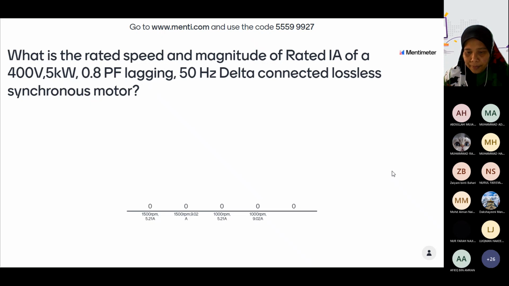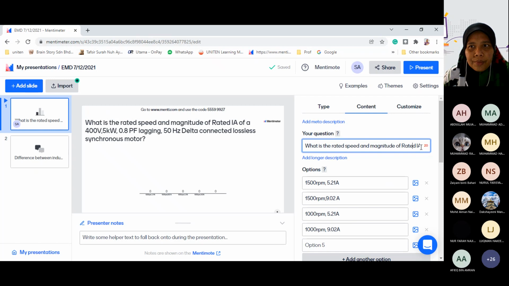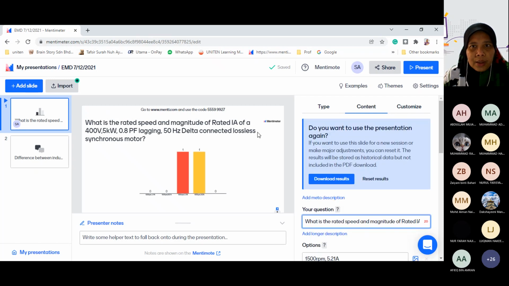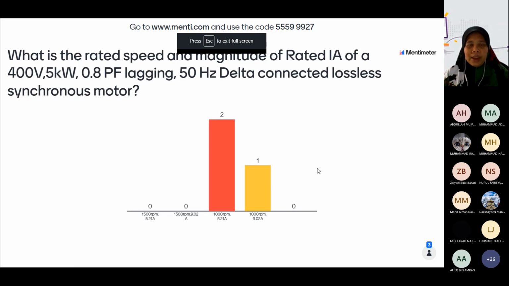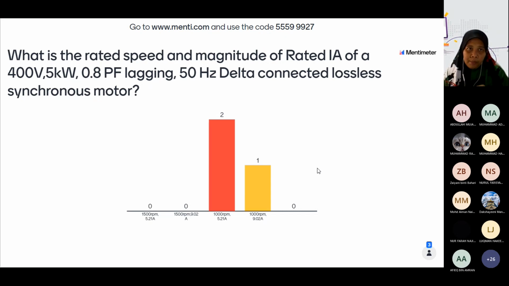find the speed. The speed is easy, right? The speed is 120 F over P. Isn't the number of poles given? Okay, the number of poles is 6. Okay, number of poles is 6. You can calculate the speed. Then you use the power equation to calculate for the current. Try.